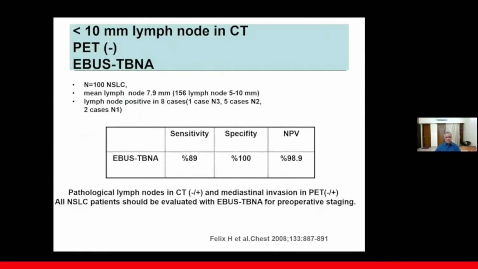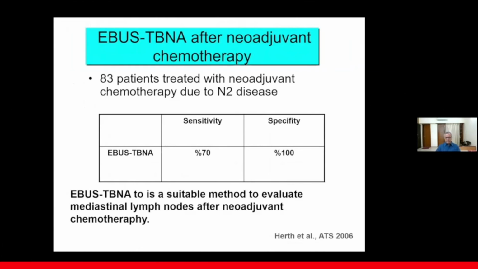For nodes less than 10 millimeters, comparing CT-PET versus EBUS-TBNA, EBUS-TBNA sensitivity is about 89%, specificity is about 100%, and the negative predictive value is about 98%. Pathological improvements over CT and mediastinal invasion on PET, in all NSCLC patients. So what I said, in preoperative staging, nobody should go for surgery without an EBUS-TBNA.